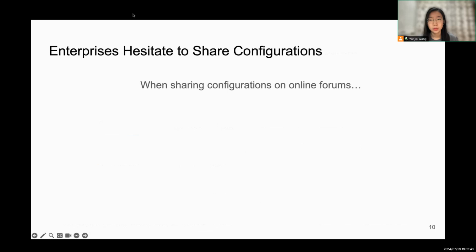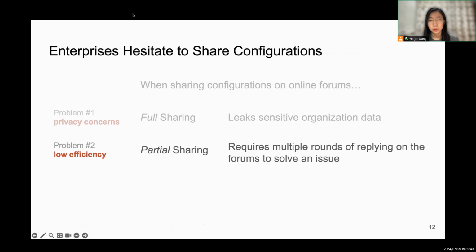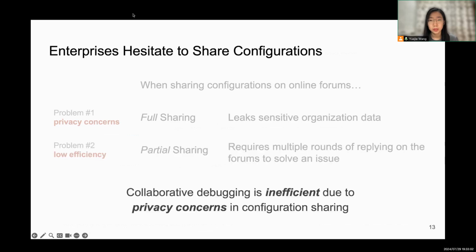On the other hand, real and complete configurations are rarely shared by the enterprise because sharing the full network configurations raises privacy concerns. So on the online forums, we usually see only parts of the full configurations that hopefully solves the given issue. This could lead to inefficient communication between the owner of the network and the outside technician. We notice many cases where it takes multiple rounds of clarification before the task is solved. So we think the pain point for the industry is collaborative debugging using online forums is inefficient, mainly due to privacy concerns in the configuration sharing.